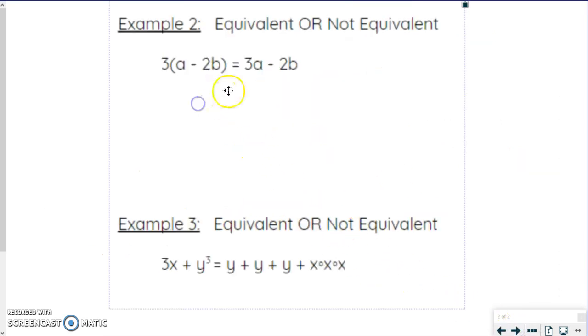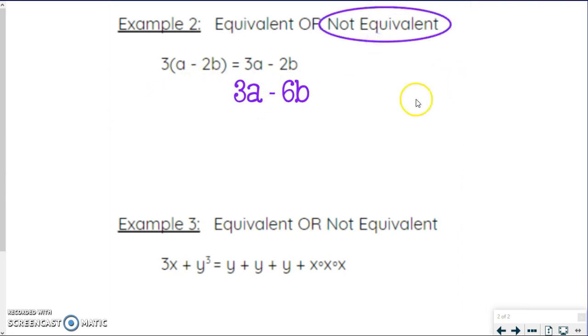So again, not equivalent. When I actually did the distributive property over here, I got 3a minus 6b, and so that would make this equivalent to the left side. If these two are to be equivalent to each other, and I change the 3a minus 2b to 3a minus 6b, now they would be equivalent.